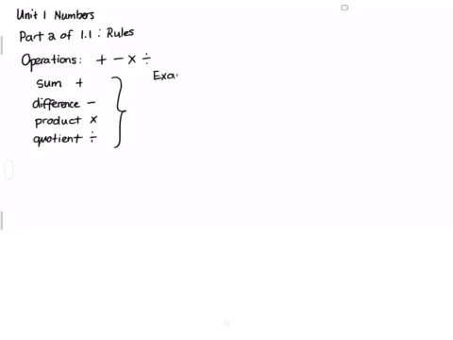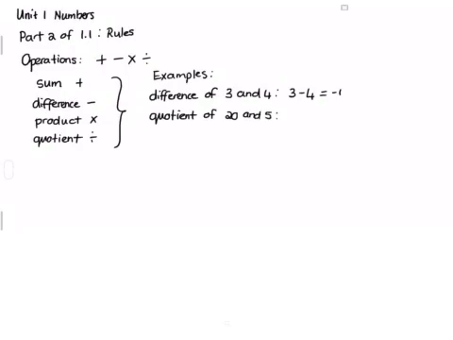So I'm going to do quick examples just on difference and quotient, because with them the order is important. So the difference of or between 3 and 4, you have to do first one subtract second one. So in this case the answer is -1. Similar with quotient. The quotient of 20 and 5, you've got to do first one divide by second one equals, in this case, 4. Okay.